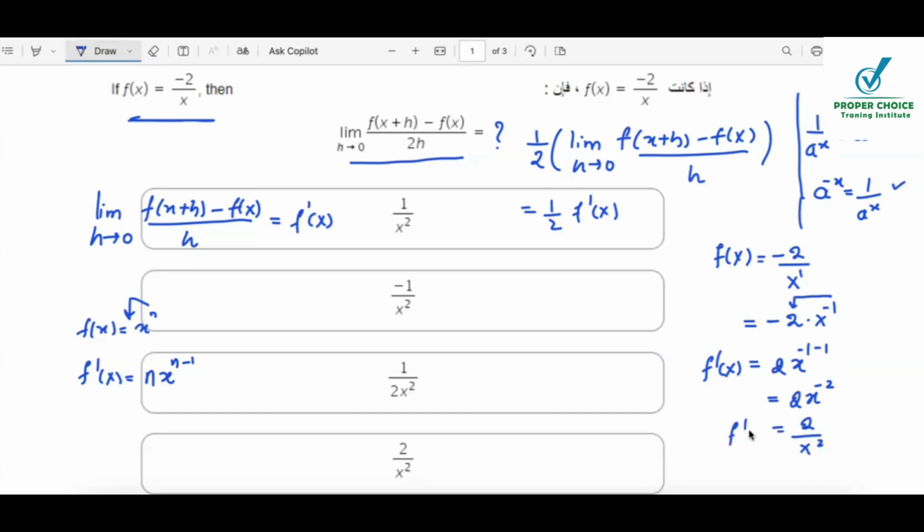Now substitute f dash of x in this equation. This turns out to be half times 2 divided by x square. So 2 and 2 get cancelled, one in the numerator and one in the denominator. Finally, what is left is 1 by x square. So that is the first choice. For the given expression, the limit h approaches 0, f of x plus h minus f of x by 2h is equivalent to 1 by x square. That's how the questions can be asked.